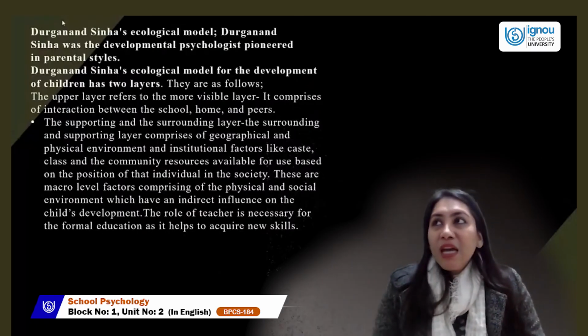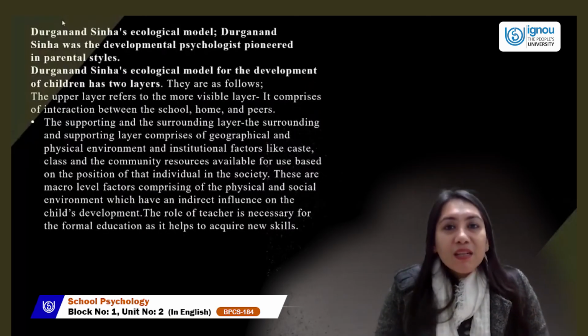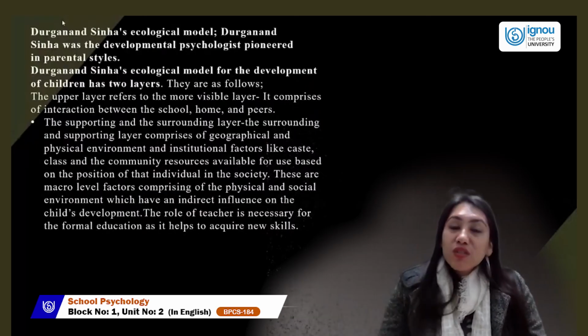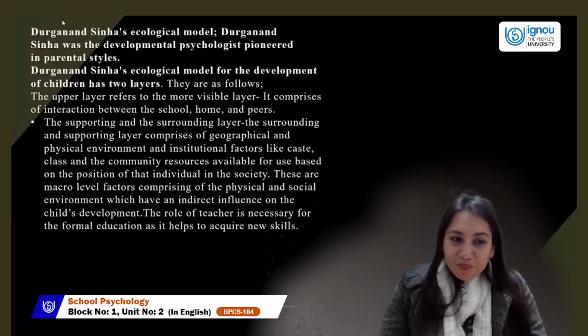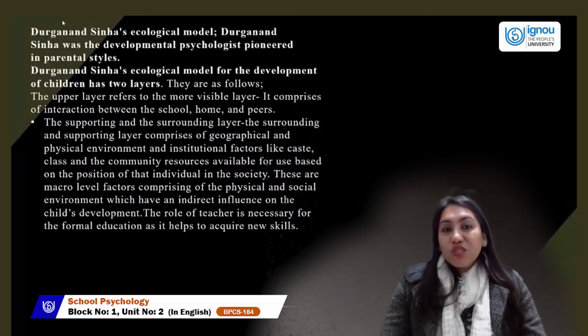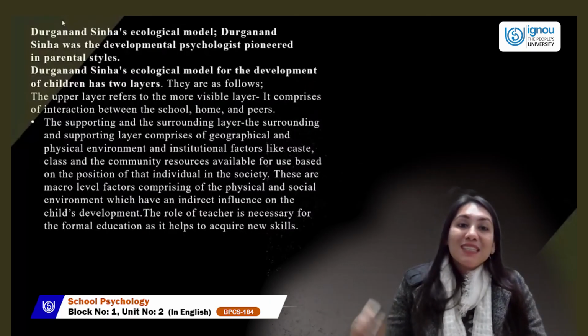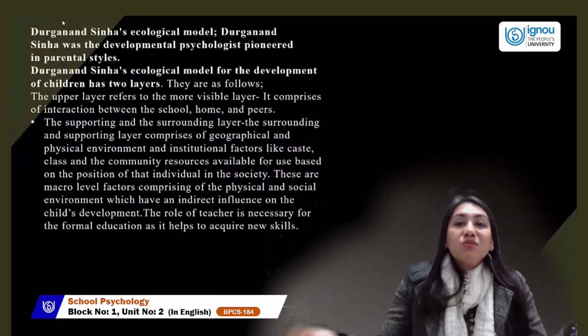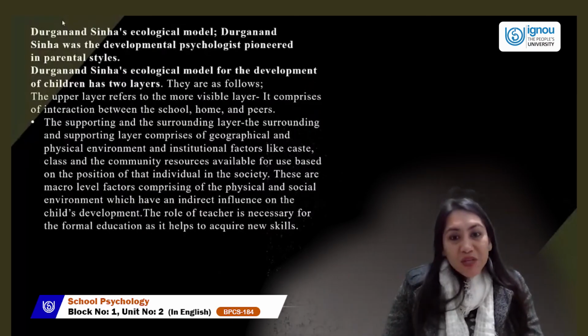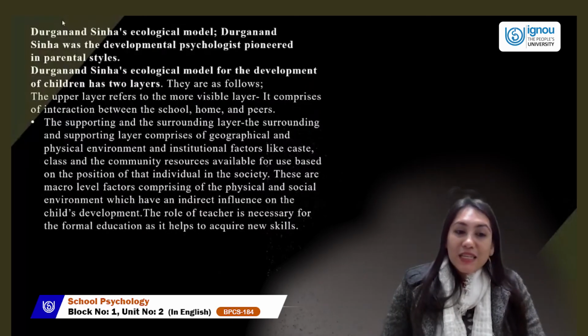Let's take an example. An individual is working in an amazing company. Remember, the surrounding layer is going to be the position that individual holds in the company, the community resources the individual gets, the stratification, which is the position in terms of the designation the individual holds. And then comes the more visible layer: the house that he or she is coming from, the kind of peers that they have, the kind of schooling that they had. Schooling has happened 10 years back. So the supportive and the surrounding layers tend to be these.